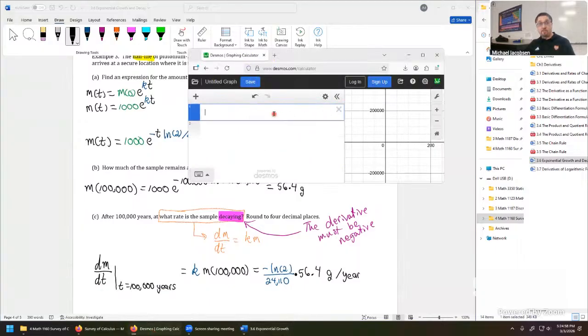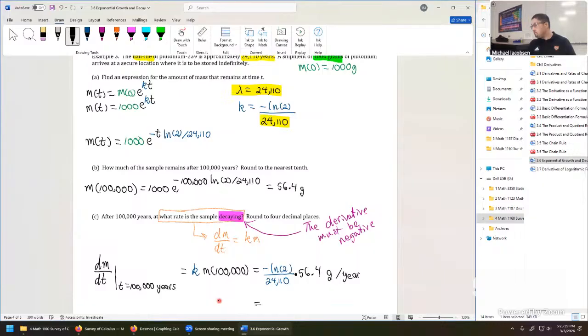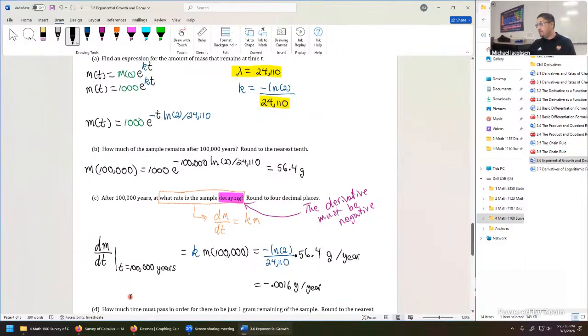Notice we're rounding this one to 4 decimal places, so it sounds like a small quantity. Negative natural log 2 divided by 24,110 times 56.4 grams gives us this quantity, negative 0.0016 grams per year. So if someone is around at that time, this is how much it's disintegrating per year at that 100,000 year mark. Not by much.